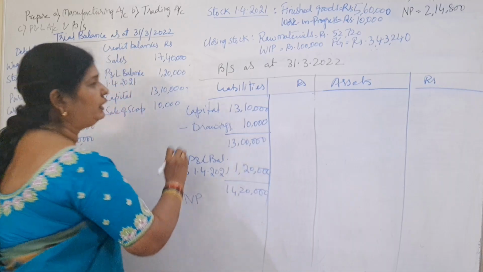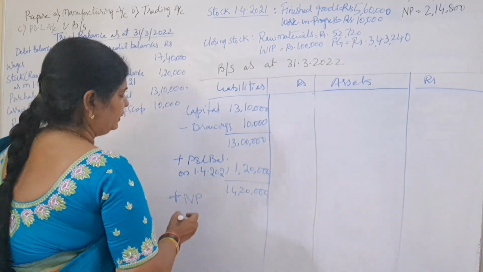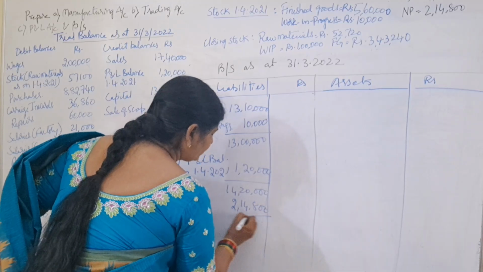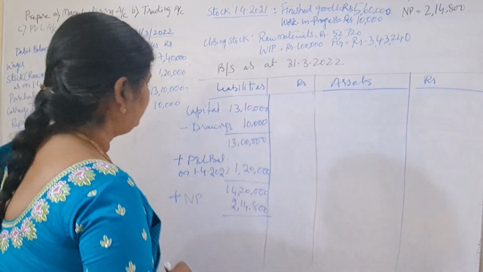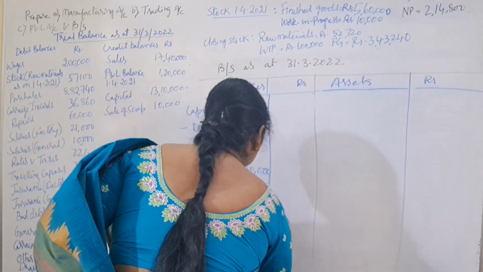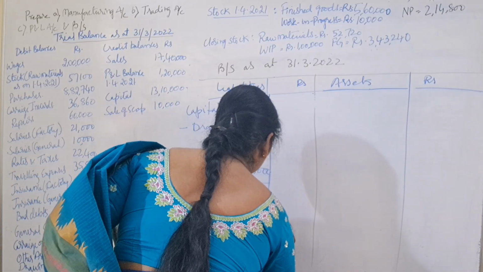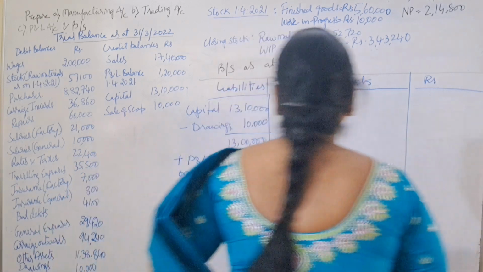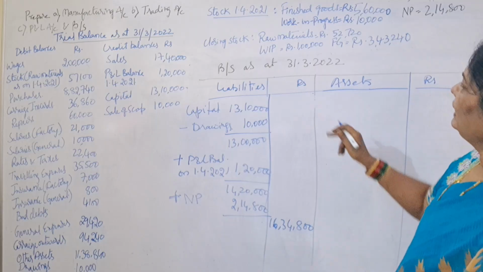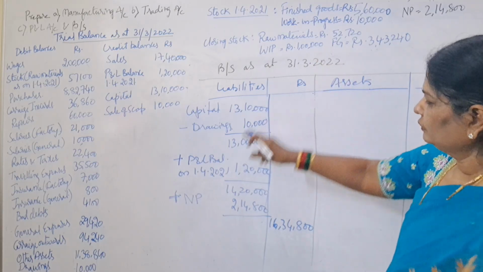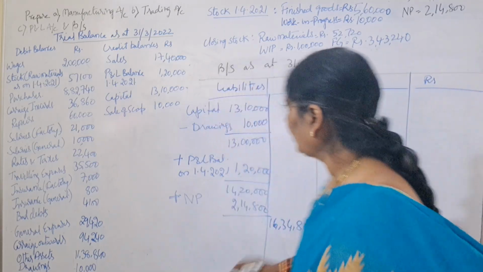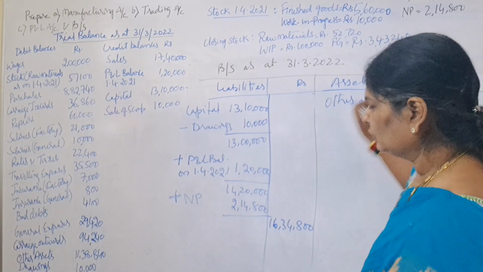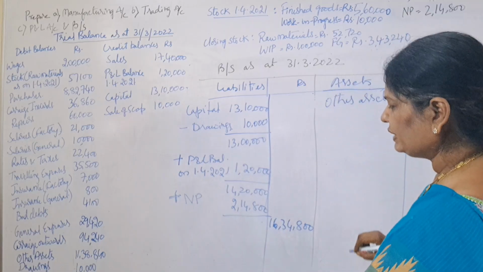So what is our net profit? It is 2,14,800. So the total is 16,34,800. So now we'll come to asset side. On asset side we have to take other assets. Other assets, what's the amount? 11,38,840.